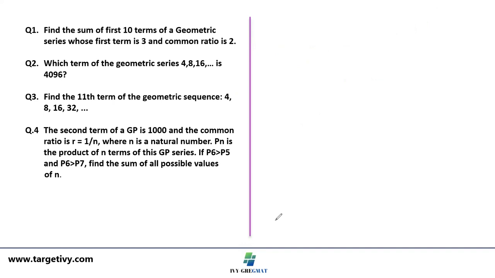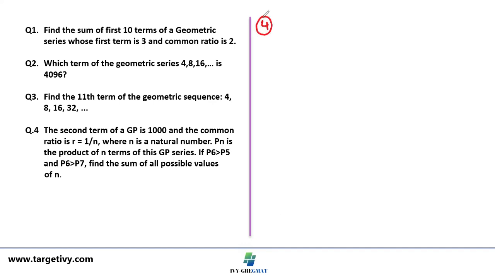Question number 4. The second term in a GP is 1000. The common difference R is 1 by n, where n is a natural number. Pn is the product of the n terms of the GP, and if P6 is more than P5 and P6 is more than P7, find the sum of all the positive values of n. Well, now it looks difficult, but it is not that kind of a question which really will be difficult.